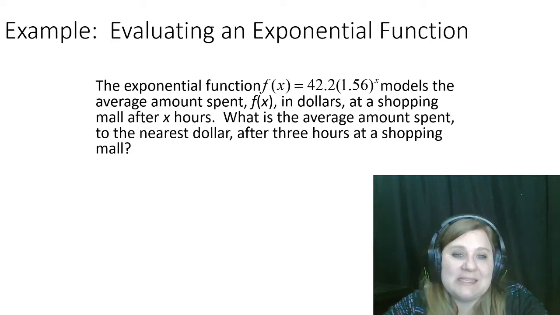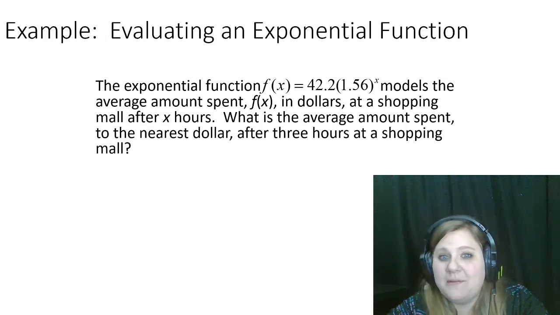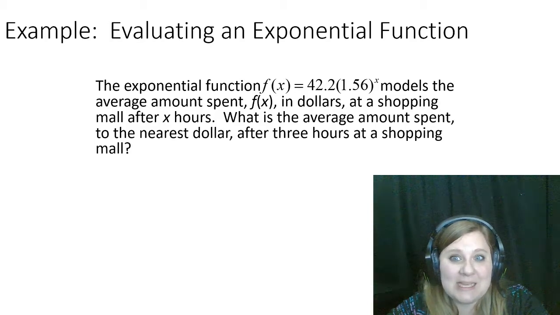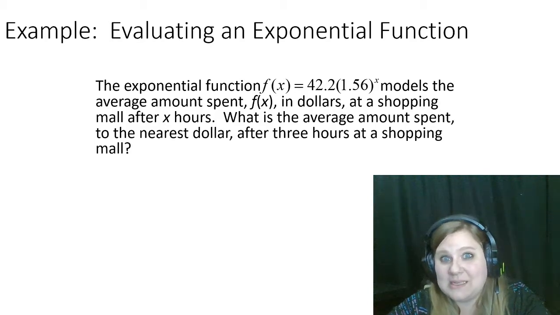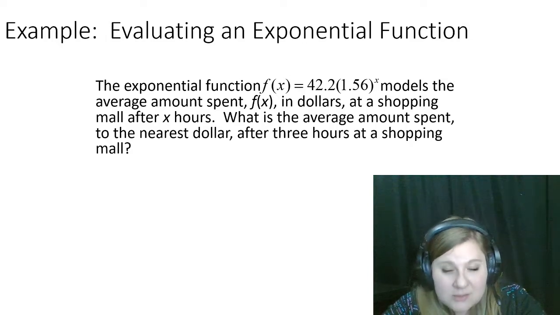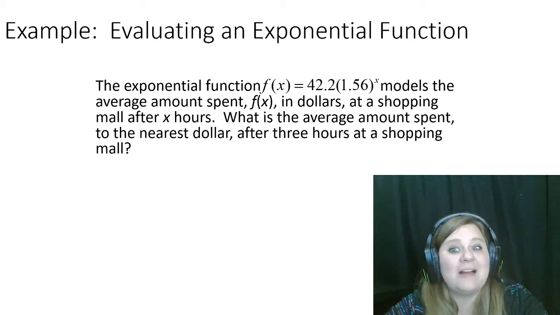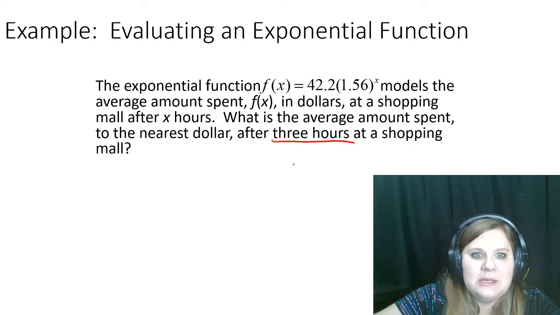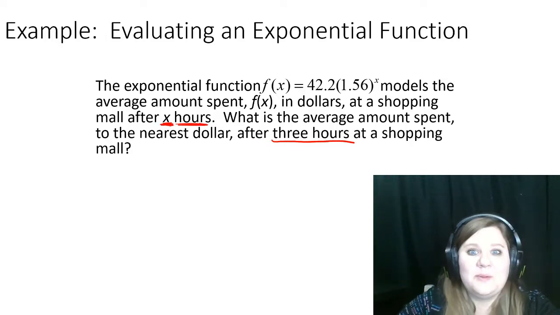Now, let's say I want to evaluate our exponential function. So in this case, I have f of x equals 42.2 times 1.56 to the x. And it's modeling the average amount spent in dollars at a shopping mall after x hours. And they want to find out what is the average amount spent to the nearest dollar, so no cents, no pennies, no quarters, anything like that, after 3 hours at a shopping mall. Note that they say 3 hours, and hours is our x, okay?